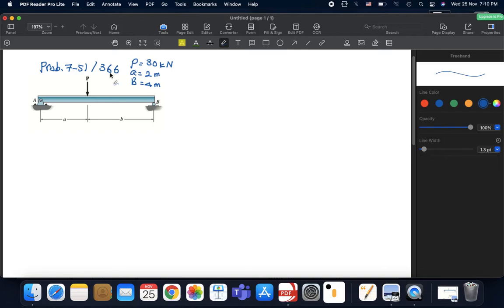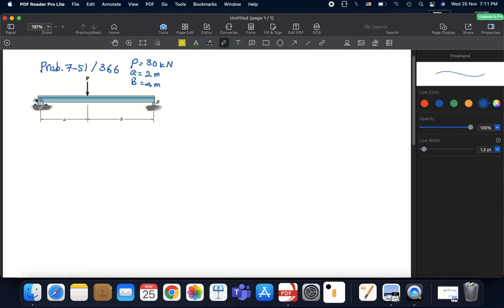Now, this problem is asking us to find the shear and bending moment diagrams for this beam. The distances A and B are given as 2 and 4 meters. The loading P is given as 30 kilonewtons. So how do we think to solve this problem?